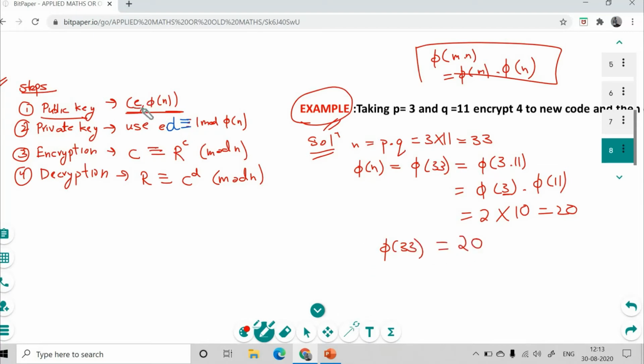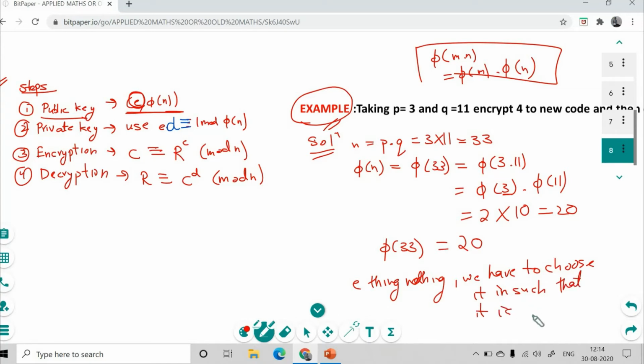Now how do we know this E thing? See, this E thing is nothing but we have to choose it. We have to choose in such a way that it is greater than 1 and less than 20, okay?